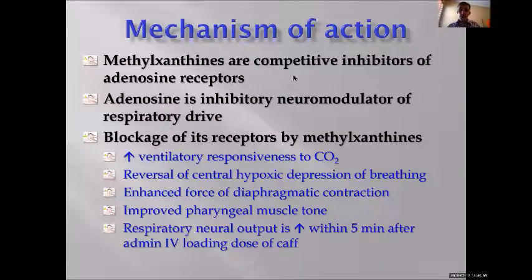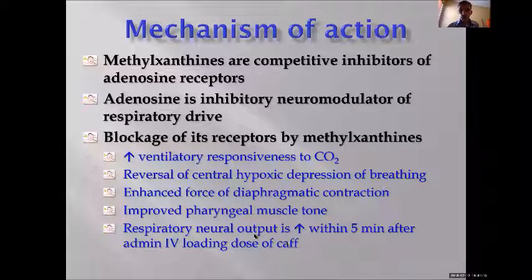The methylxanthine is a competitive inhibitor of adenosine receptor. And adenosine is an inhibitory neuromodulator of the respiratory drive that we were talking about. So when you give caffeine, it blocks the adenosine receptors and increases the ventilatory response to CO2, which is one of the factors that we talked about in apnea. Also, it reverts the central hypoxic depression of breathing due to low oxygen. It increases the diaphragmatic contraction, improves the pharyngeal muscle tone, and therefore decreases the incidence of upper airway causes of apnea.